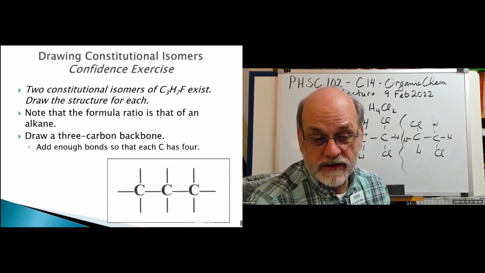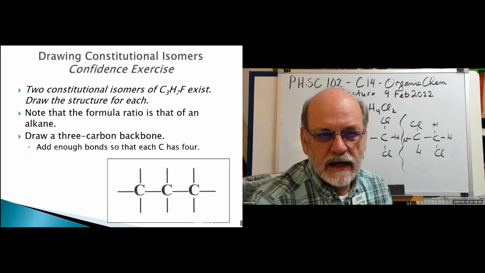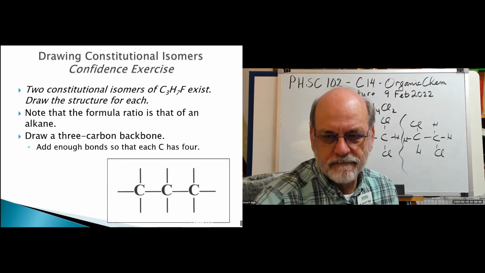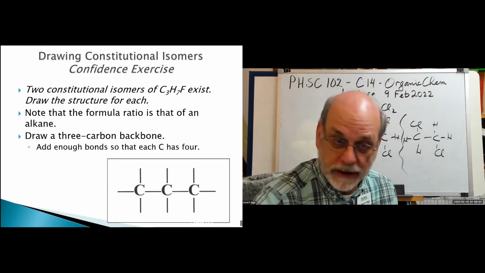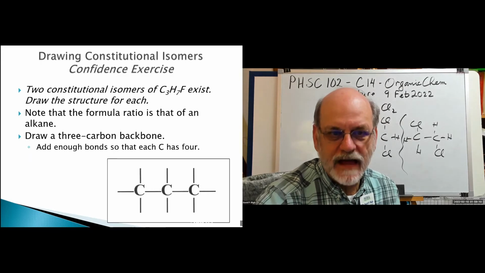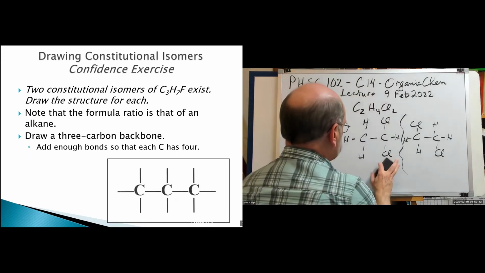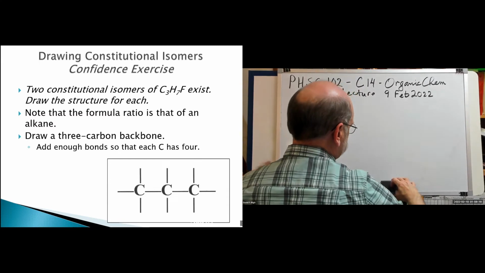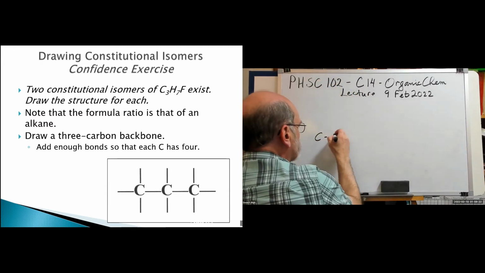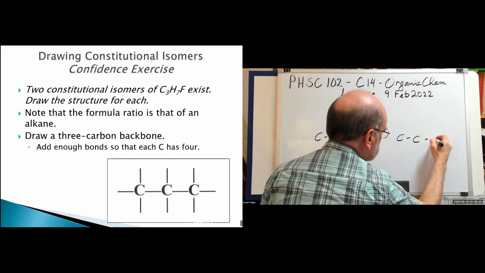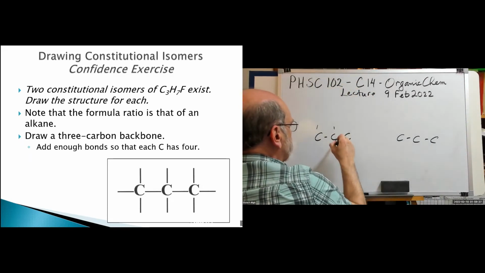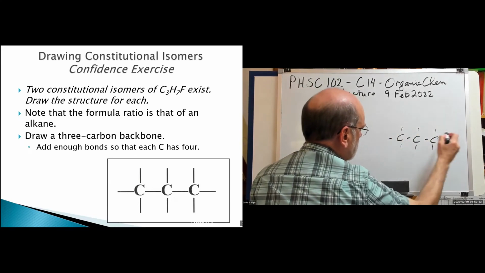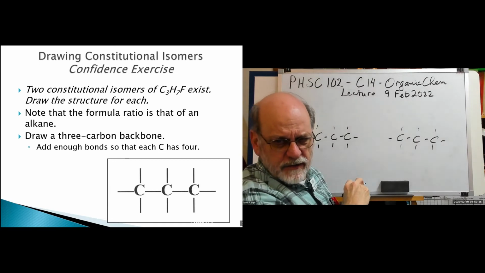Let's see. Oh, got another example. 2 constitutional isomers of C3H7F exist. I'll go for that. So let's spread these out a little bit. If there are only 2, then we got 1, 2, 3, 1, 2, 3. And we can have 4 bonds each. And this is what? C3H7F.